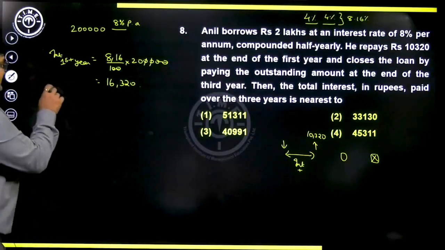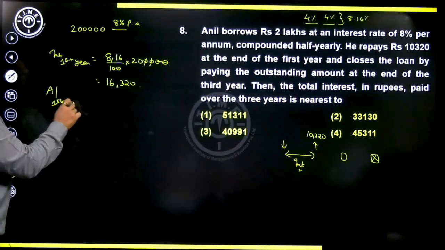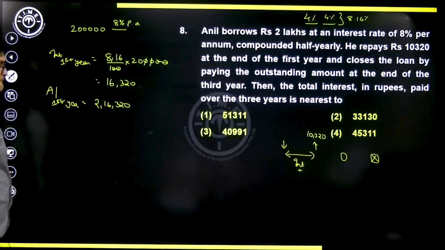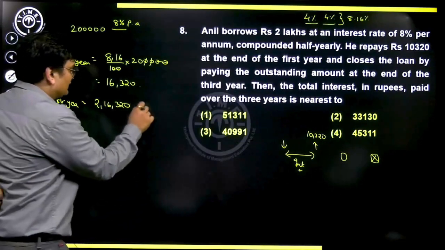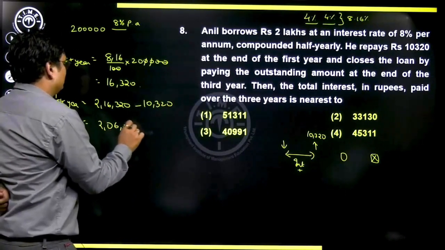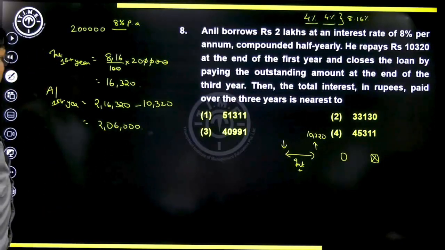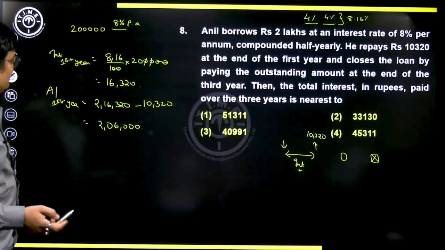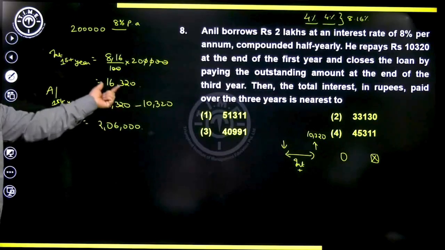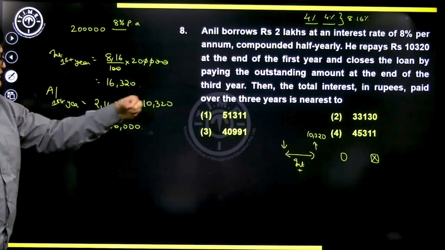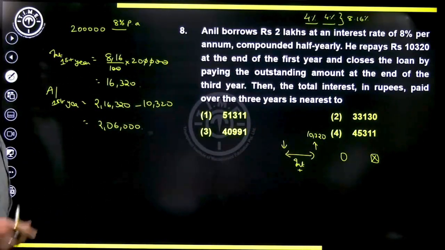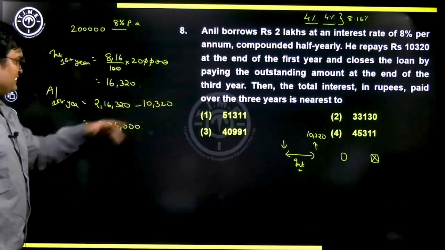So the amount at the end of the first year is 2 lakh and 16,320. From this, we are paying off 10,320. That means we'll be left with 2,06,000. In a way, the entire amount that we are paying off here is interest only. Interest was 16,320 and we are only paying back 10,320. So this entire amount could be thought of as interest payment.